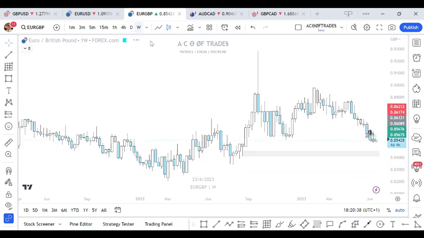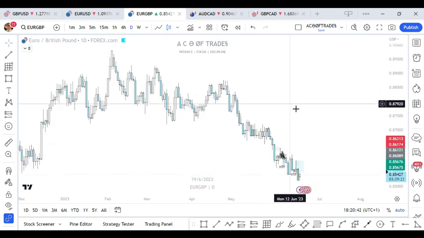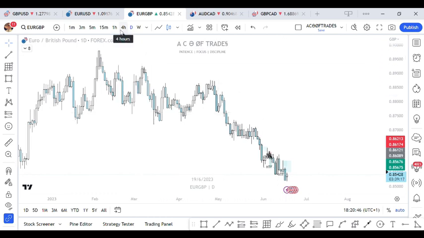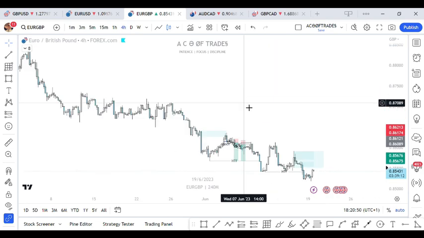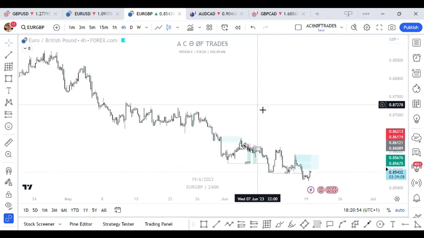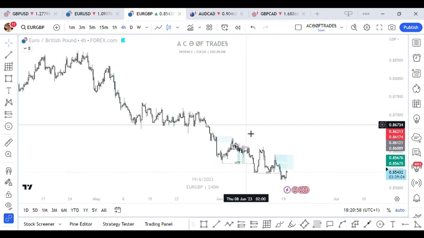So for this example, I'm going to be choosing the EURGBP trade that I took. I believe it was the 5th or 6th of June, one of the two. There were two trades on 2 different days actually, so it might have been the 5th and the 6th, thinking about it. So the first thing I did essentially was just ask, what's the trend? The trend is bearish, so ideally I want to be looking for shorts.